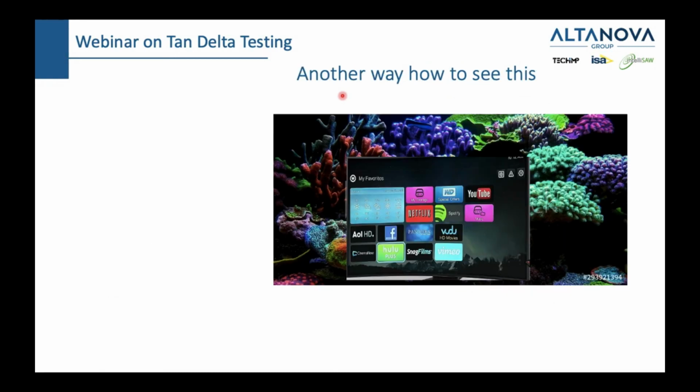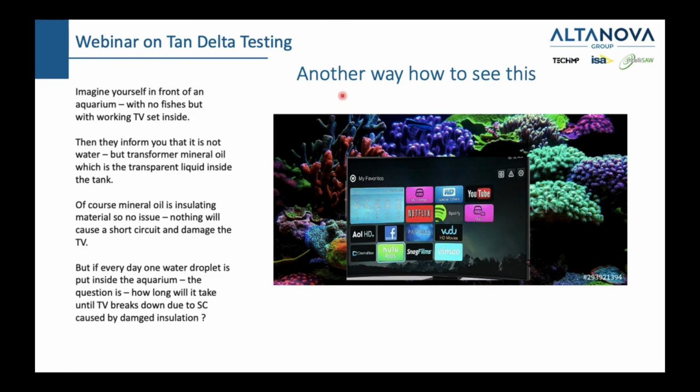Well, another way to see this is to imagine what happened to me. Actually, this is a true story. I was in an exhibition, and I saw on one stand a fish tank. It was filled with what I supposed was water, but inside there was a TV set. Inside the fish tank there was a TV set. And the guy who was on the stand was changing the channels and watching the television, which was immersed in an aquarium which had no fishes, but it had a transparent liquid inside.